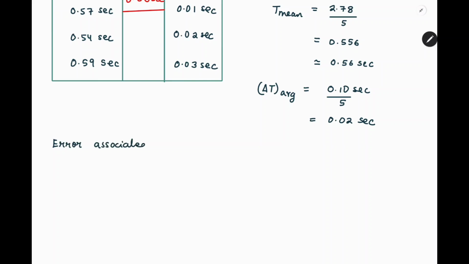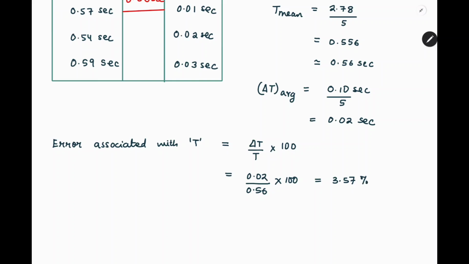Error associated with capital T value, so we write it as delta T by T into 100, so we will get the values in percentage. So we have it as 0.02 divided by 0.56 and then multiply it by 100, so we get 3.57 percentage.